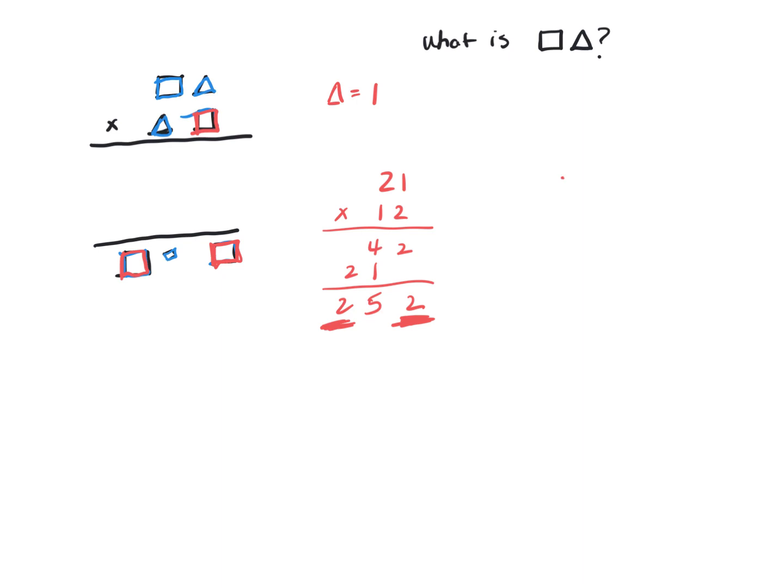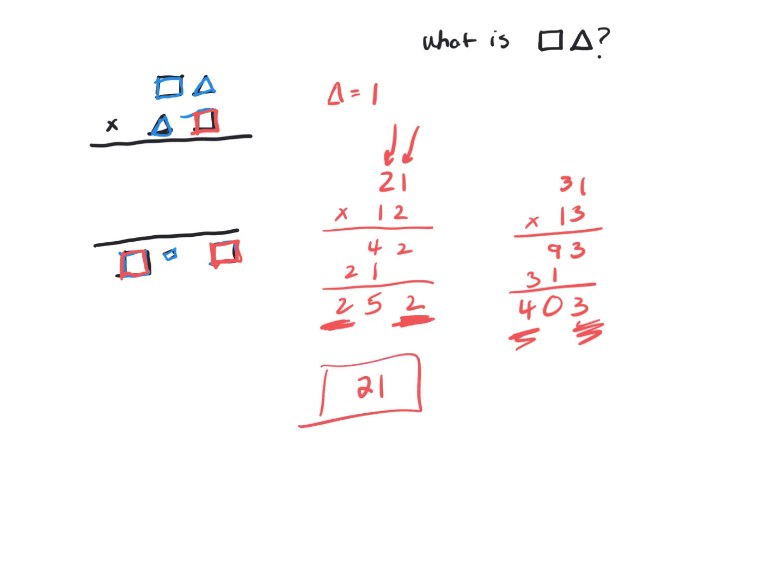If you tried 30, I'd stop now and just say the answer is rectangle, triangle is 21. Because here's my rectangle, here's my triangle. But try 31 times 13 if you want to. 3 times 1 is 3, 3 times 3 is 9, 1, 3, 3, 10, 4. You see how you didn't get the same number there? And that's what's going to continue to happen. So just stop. Answer is 21.